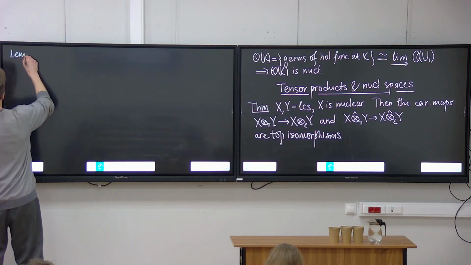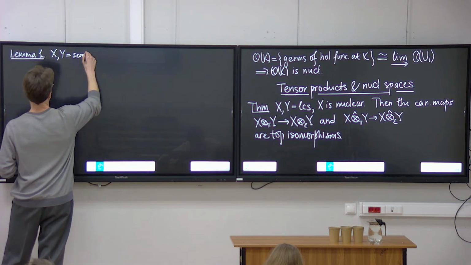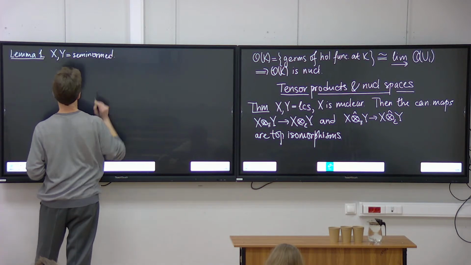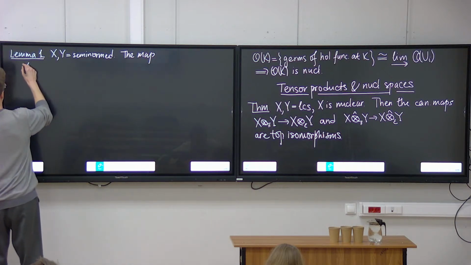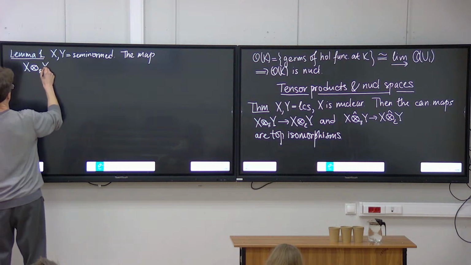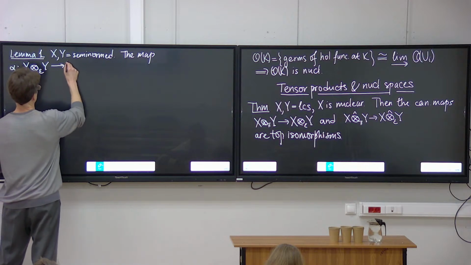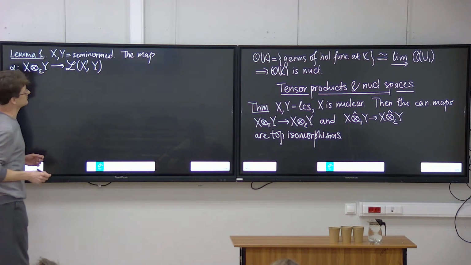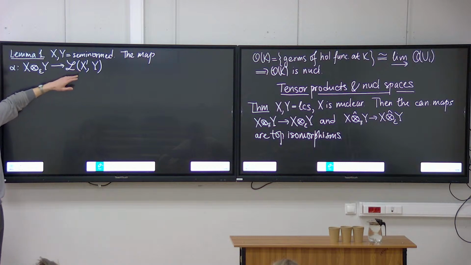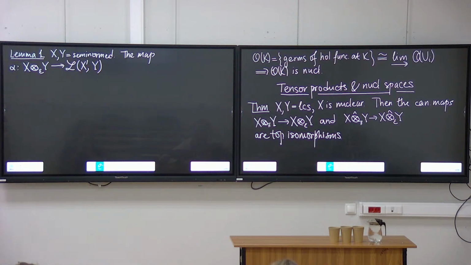Lemma 1. Suppose that X and Y are semi-normed spaces. Now let's consider the following map. This map takes the injective tensor product of X and Y, so let's denote it by alpha, to the space of continuous linear operators from the dual of X to Y. So X prime, the dual of a semi-normed space, is a normed space, and we equip this space with the usual operator semi-norm, which is, by the way, a norm in the case where Y is a normed space.